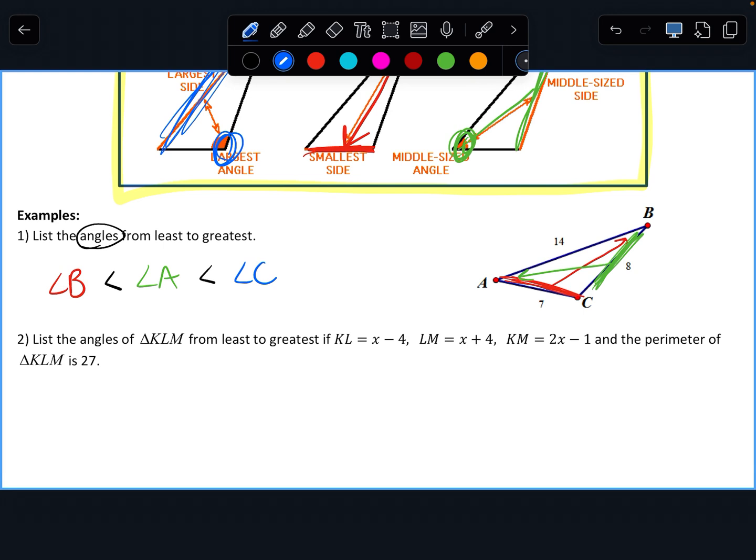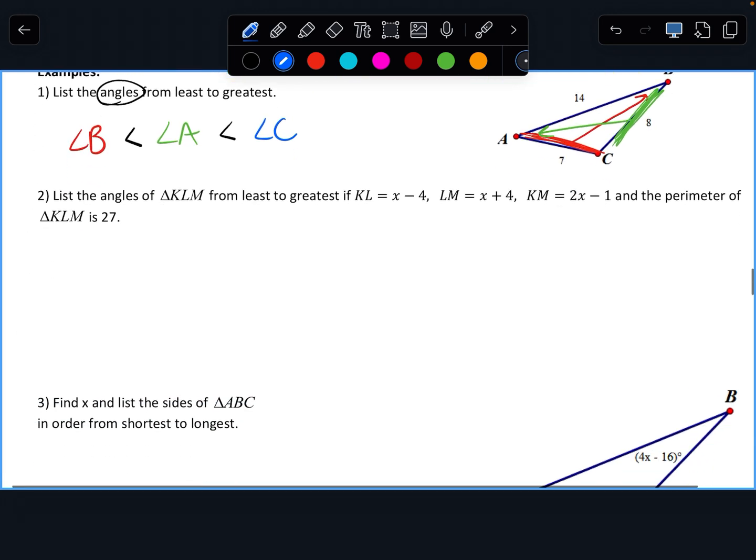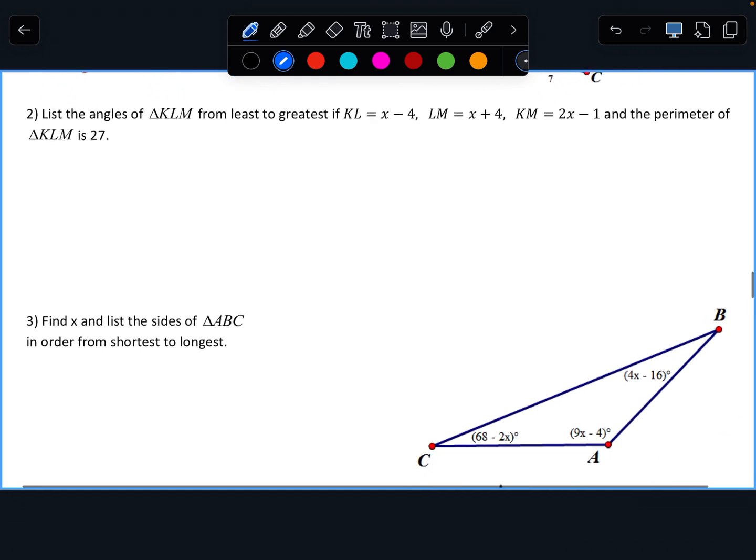All right, so now we're going to juice it up. You ready? So I'm going to do number 2 for you, and then you're going to try number 3 because I think you can do it. So this one says you have to list the angles of the triangle from least to greatest, but you're only given a bunch of sides, like algebra junk for the sides, and then a perimeter. So the first thing you should do is draw a picture. You're going to have to keep track of all this stuff, and it's just so much easier drawing the picture.